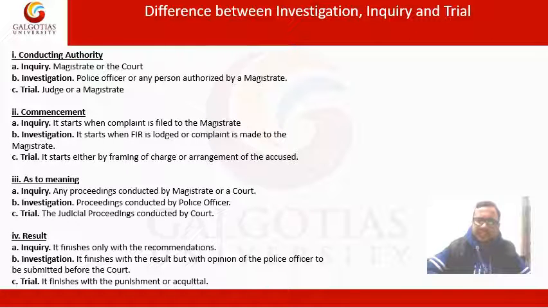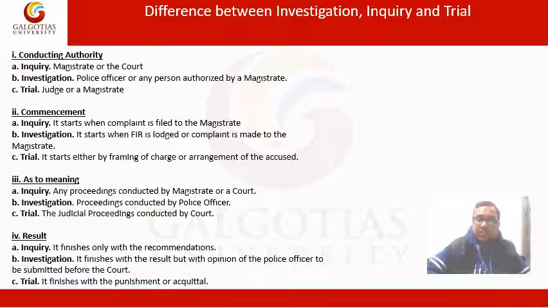Next point of difference is the result. Now, inquiry, when it finishes, only gives you recommendations as to whether the court should proceed ahead with the case or not, whether the court should take a further step or not. This step can be charge framing. This step can be issue of process to the accused, issuing summons and warrants to the accused. So based on the result of inquiry, the court is only trying to find out whether the court should proceed ahead with the case or not.